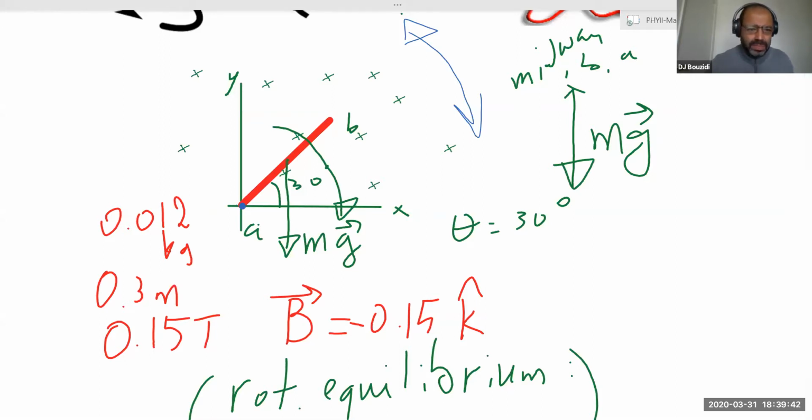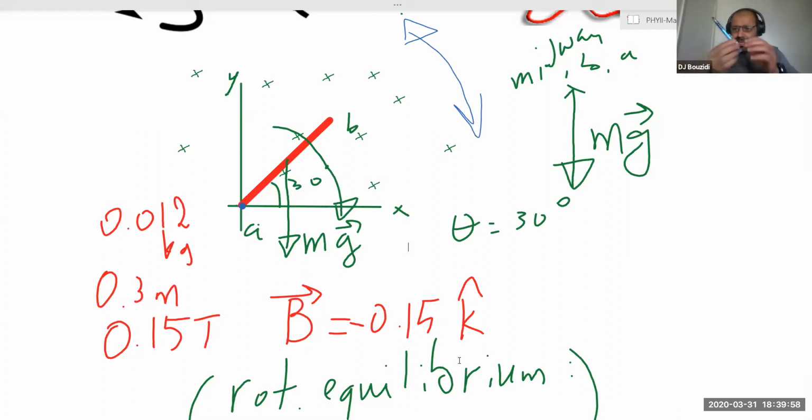I think we missed something. We have to make sure. Oh, they want us to find the current. Yeah, we are finding the current. So there is a current that we need in here to keep this thing from falling. Otherwise, it's going to fall. You guys see that? It's going to spin in persistence.